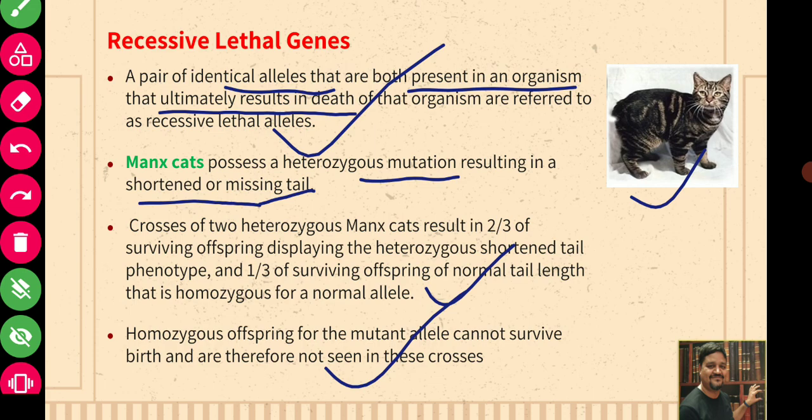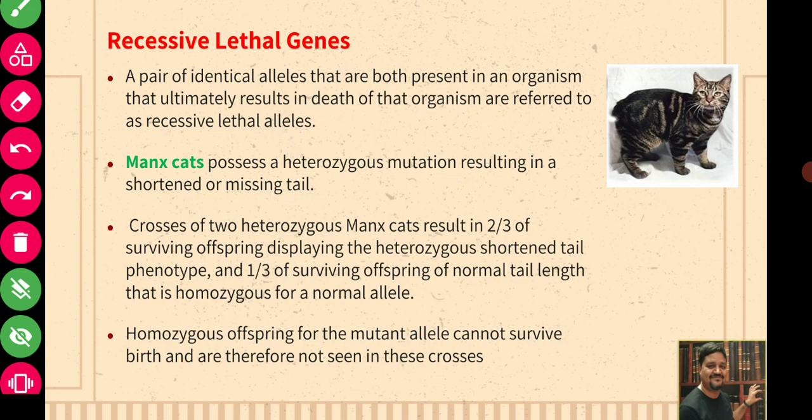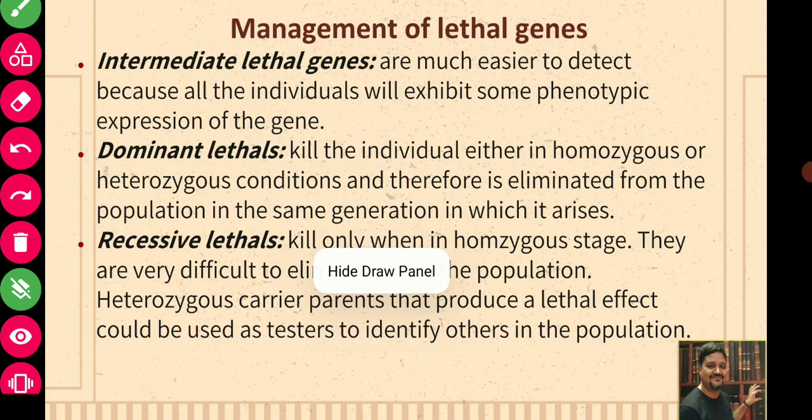So how to detect? For that you have to detect the lethal gene and then you have to eliminate it from the population. So how can we do that? That is management of lethal genes. How will you manage the lethal gene? The first one is the intermediate lethal gene. So what can we do in the intermediate lethal gene?